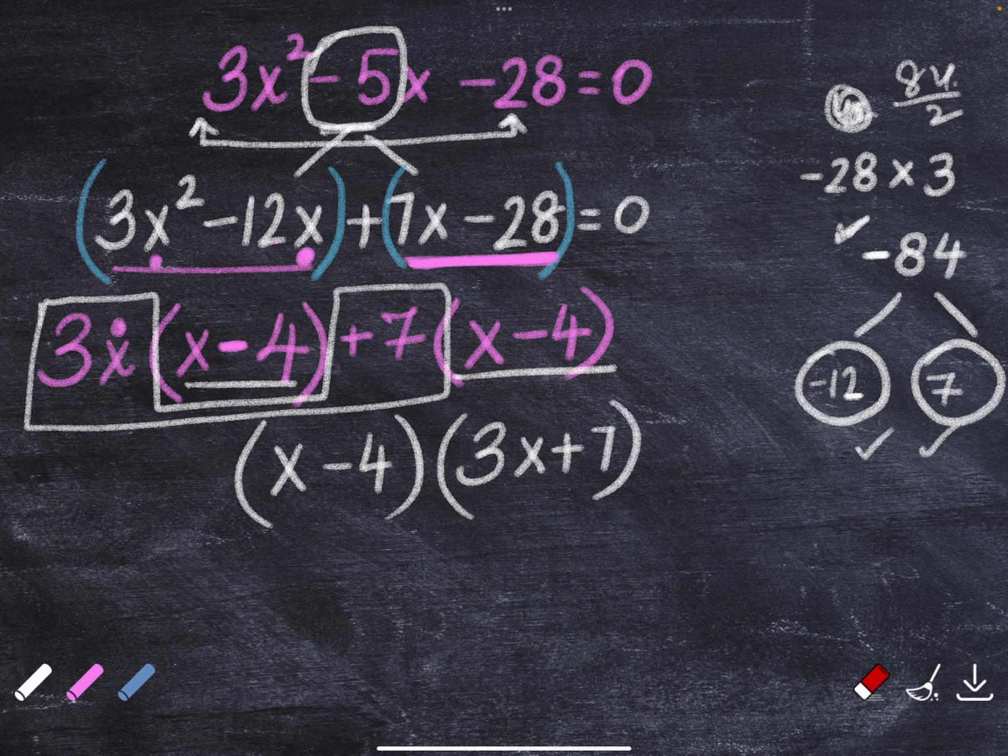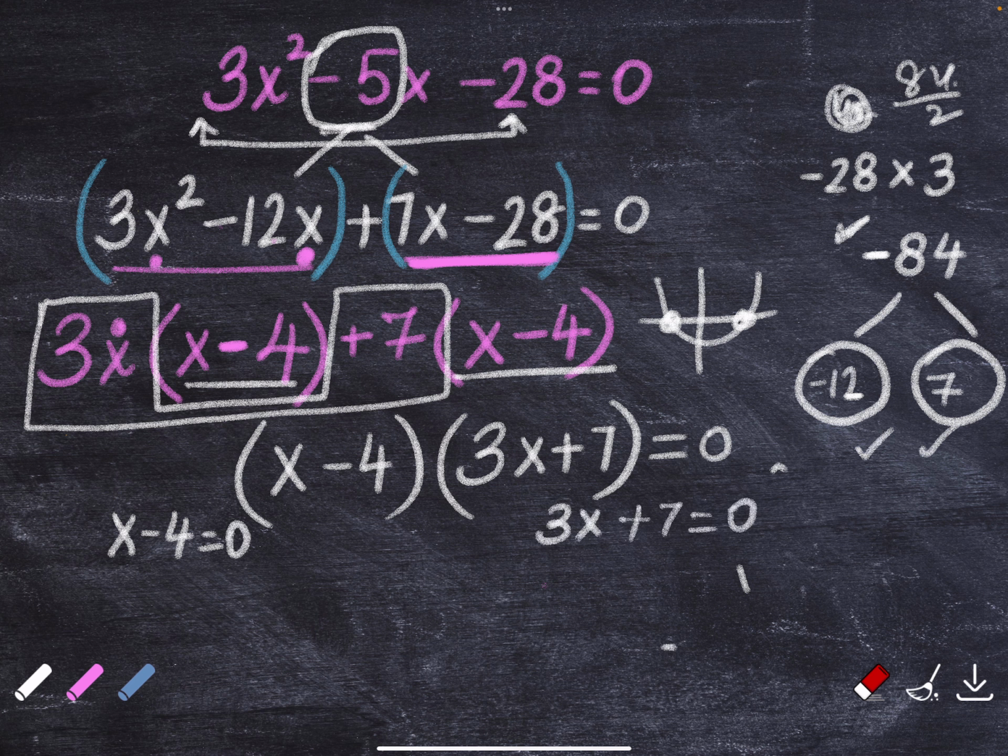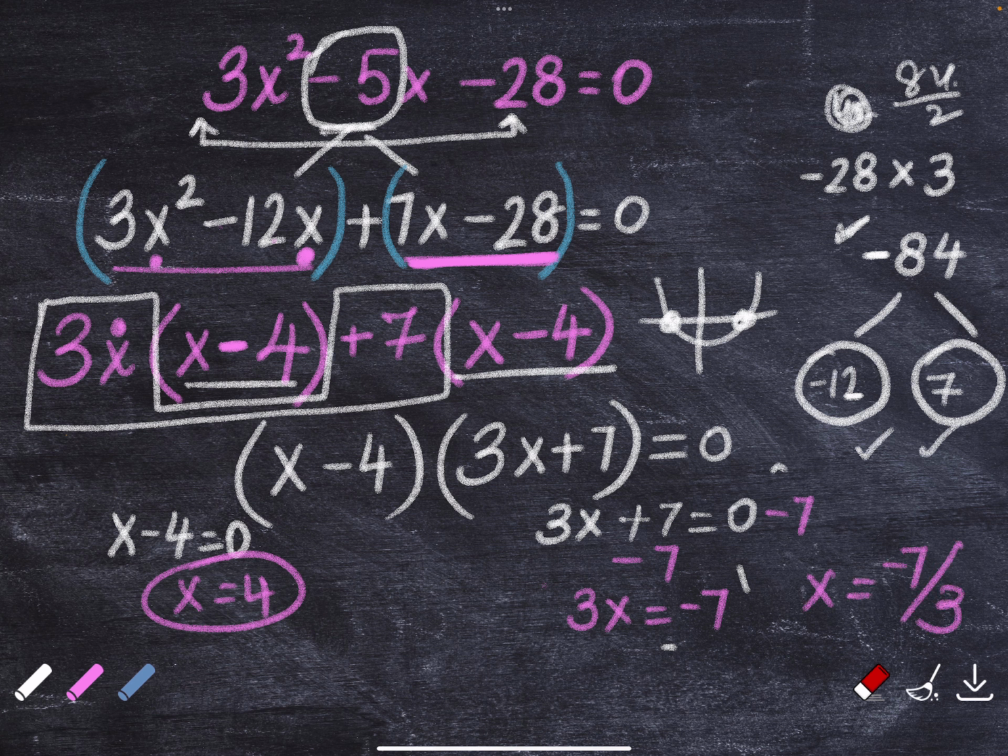Now in order to find the answers, because they told us to find x, I'll have two answers for x, since this is a quadratic equation. We put both of these factors equal to 0 separately. So x minus 4 equals 0, and 3x plus 7 also equals 0. From here, x equals 4 is one of my answers. For the other answer, I subtract 7 on both sides. So 3x equals negative 7, which gives me x equals negative 7 over 3. And these are the two answers you got for x.